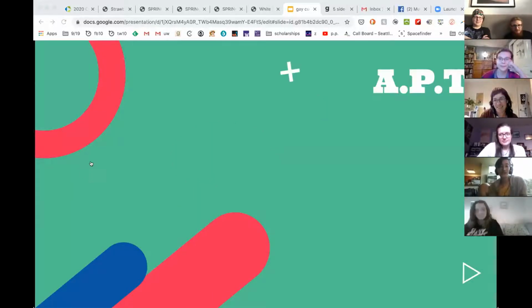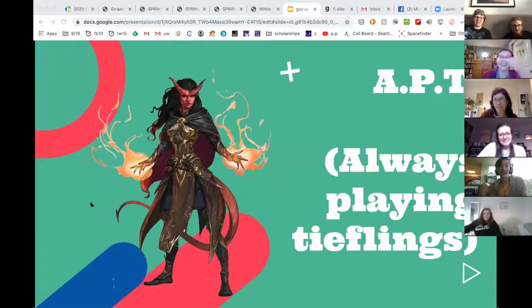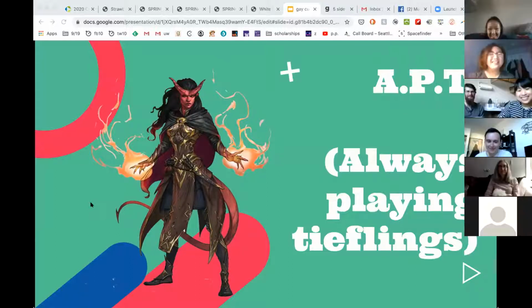Number 2, APT, always playing tieflings. If you are not familiar, tieflings are a character type in a lot of fantasy tabletop games, including Dungeons and Dragons. They have infernal heritage, so they're descended from demons. They have horns, they have tails, they have fun eye colors, they have fun skin colors. They usually have some kind of hellfire power, and the gays love them. I don't know why, but we're always just playing tieflings. I don't have the answers. I'm just giving you the facts.